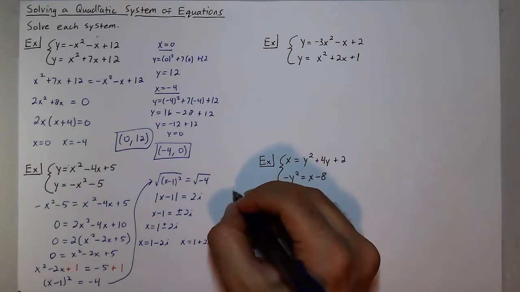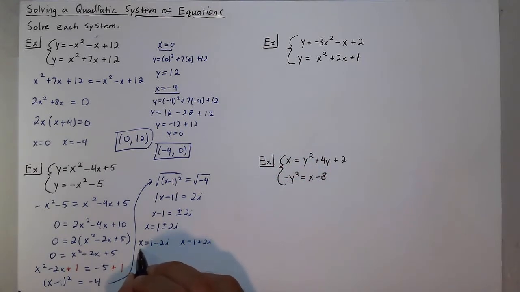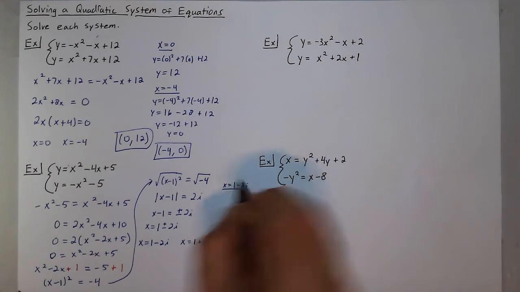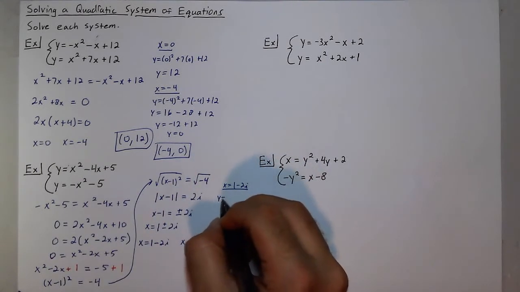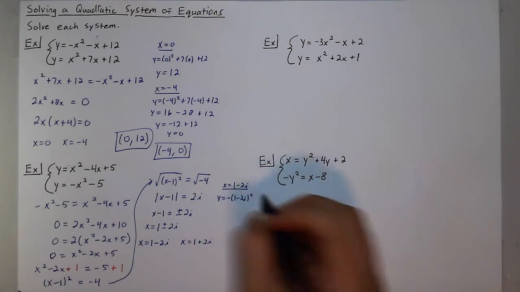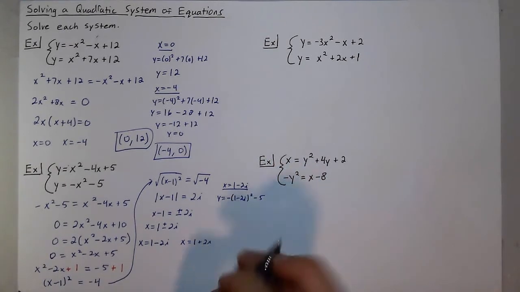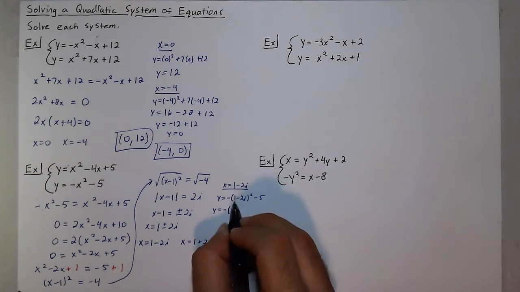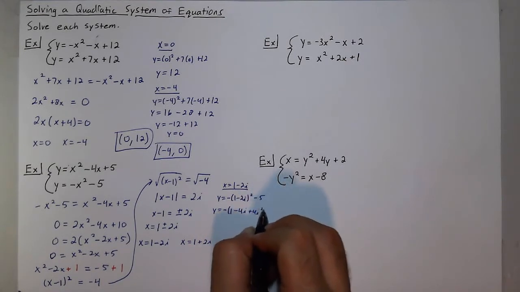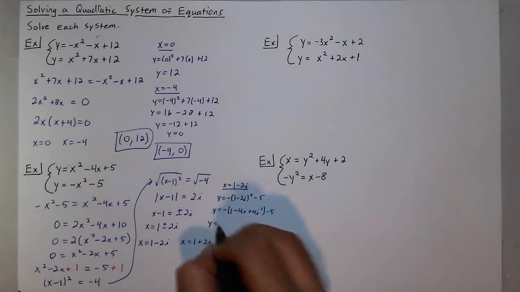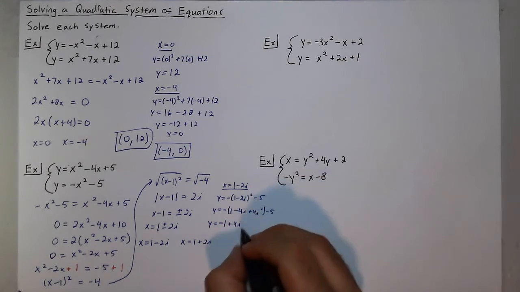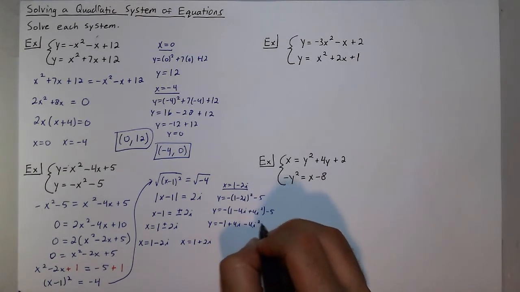So if I take x is equal to 1 minus 2i, and I plug it in to that second equation, I get y is equal to negative of 1 minus 2i squared minus 5. So when I square 1 minus 2i, I'll get 1 squared, then negative 2i for the outer, and negative 2i for the inner, so minus 4i, then plus 4i squared, minus 5. Distribute the negative, I get negative 1 plus 4i, minus 4i squared, minus 5.